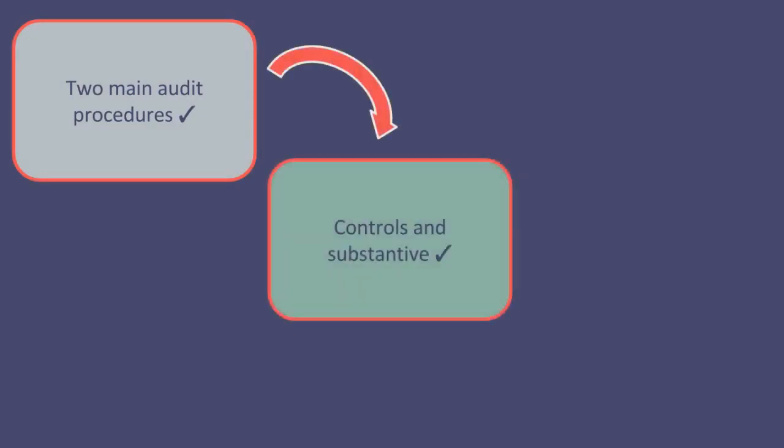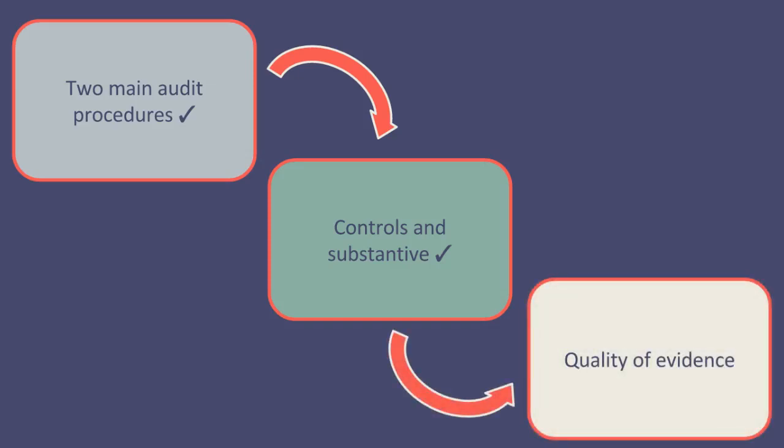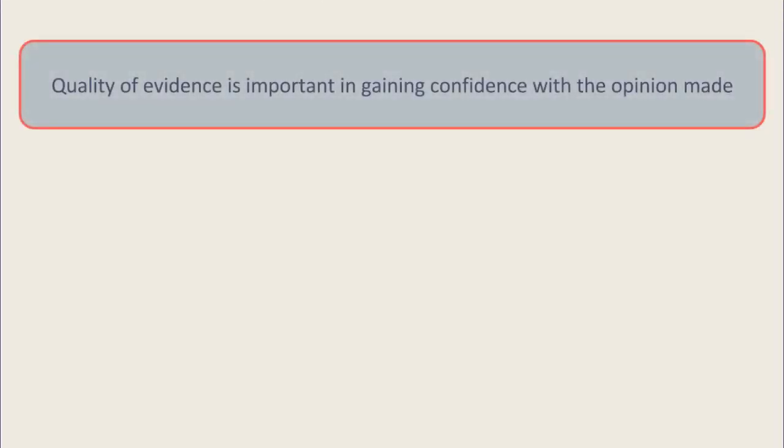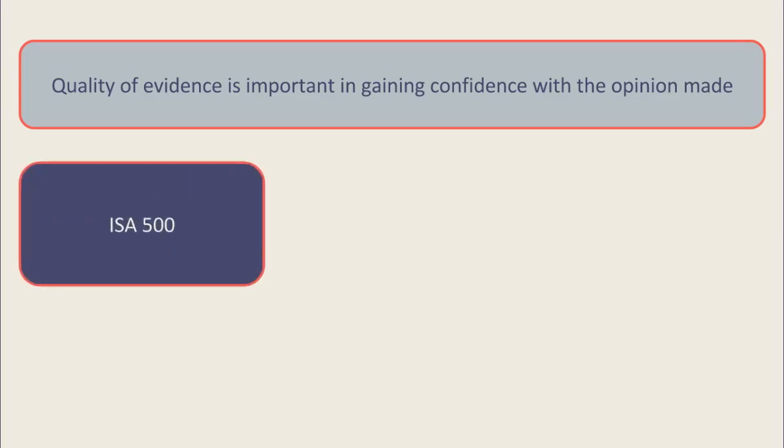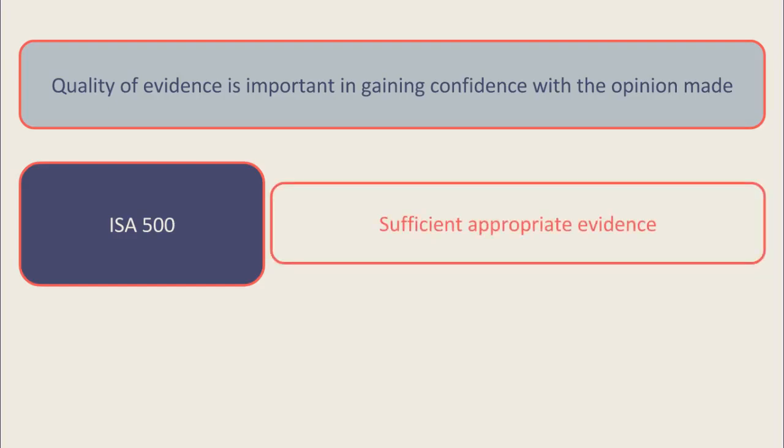We have now identified the two main audit procedures, controls and substantive, discussed the differences and the objectives. Now we need to consider the quality of evidence required on an external audit. The quality of evidence is important in gaining confidence with the opinion made at the end of the audit process. ISA 500 tells us that audit procedures must be designed in such a way so that the auditor gathers sufficient appropriate evidence. So we need to understand what is sufficient and appropriate.